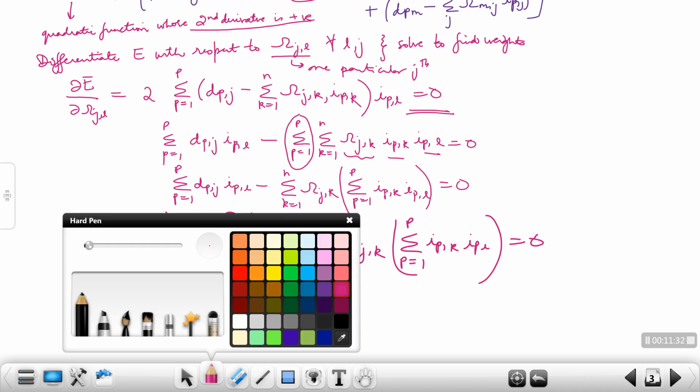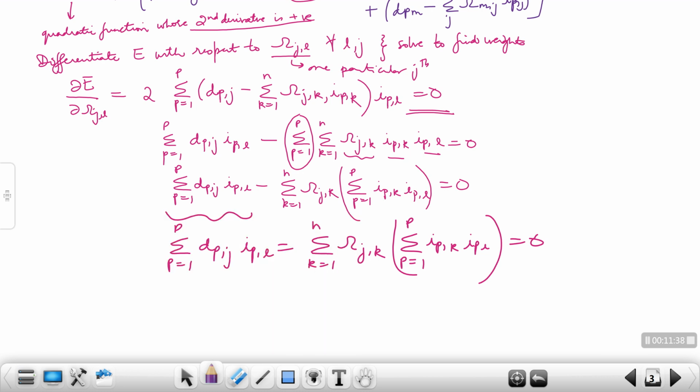Now, please note this whatever we have here, I can write it in the form of vectors. I can write it in the form of vectors. This is dP.